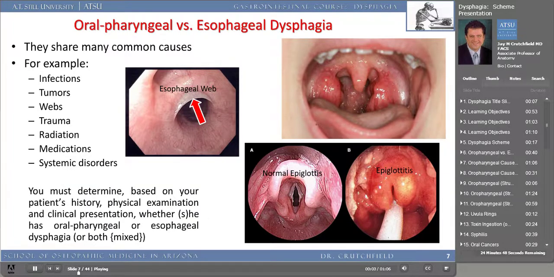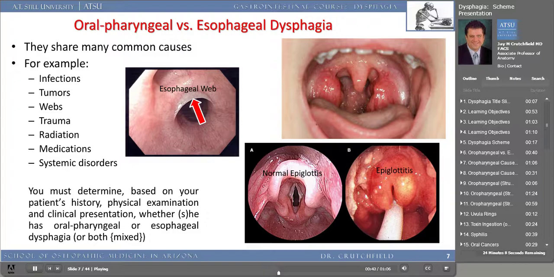For academic reasons, it's nice to be able to separate dysphagia into oropharyngeal dysphagia or esophageal dysphagia, but in reality, the symptoms often overlap and the causes often overlap. For example, infections of the esophagus and the oropharynx, such as a Candida infection from a patient who's used antibiotics for a while and now has a systemic fungal infection, can present with painful swallowing or odynophagia, which in turn can lead to difficulty in the oropharyngeal phase. This infection can also coat the esophagus and cause pain in the distal and mid-esophagus.